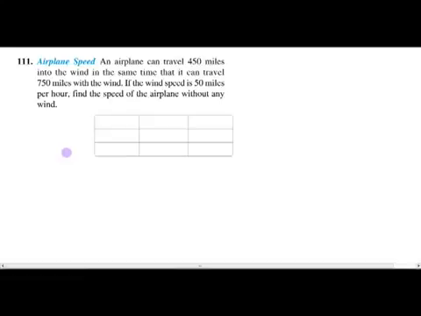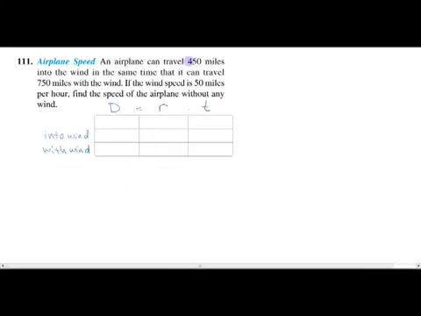So now we have two different situations. We're traveling into the wind and traveling with the wind. Into the wind is the same thing as against the wind or against a current. So we're going into the wind and going with the wind, where the wind is helping us. Distance equals rate times time, and let's fill out our chart.